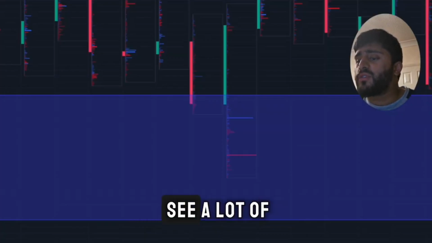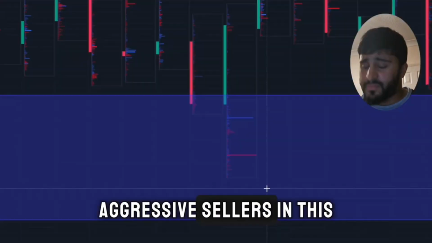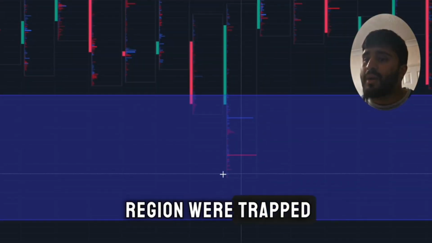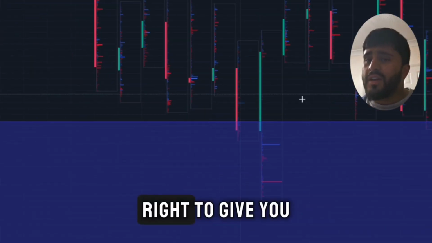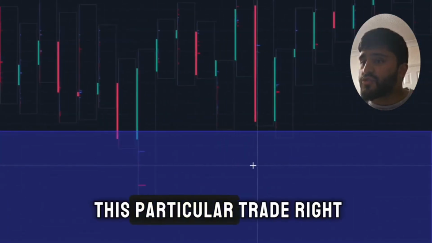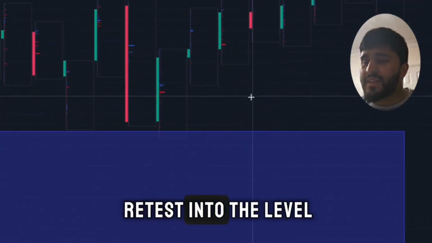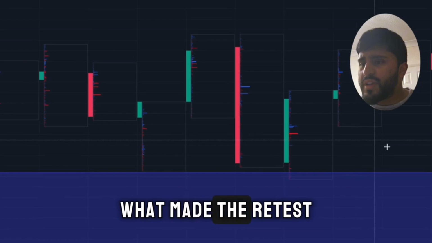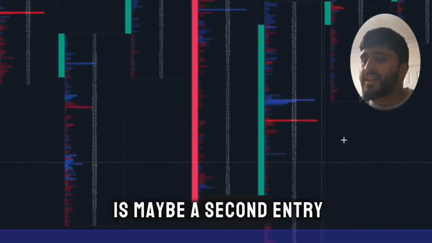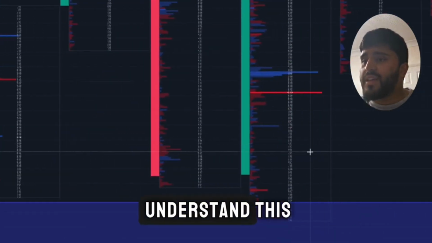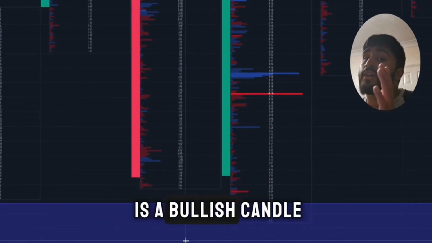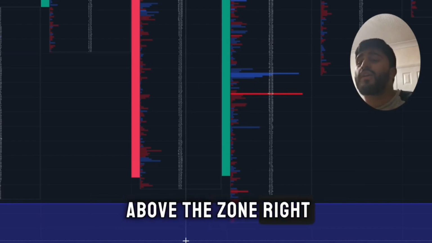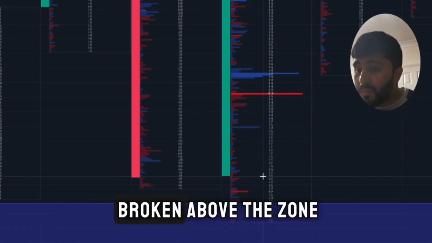So when you see a lot of aggressive sellers in this region, they were trapped, and we know that because the market broke higher, right? To give you some more context of this particular trade, we also had a retest into the level. Now, what made the retest very interesting for me as maybe a second entry, or even good to understand, was a green candle. The green candle obviously is a bullish candle. We were breaking above the zone. We had tested and broken above the zone.